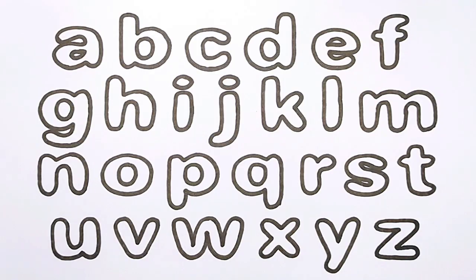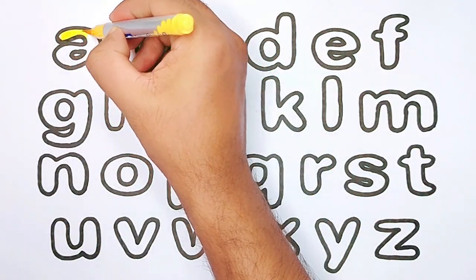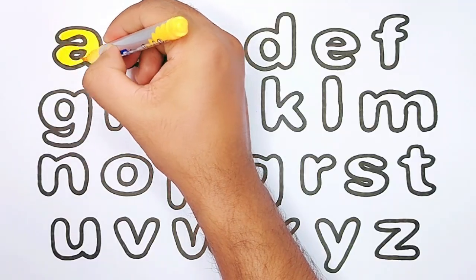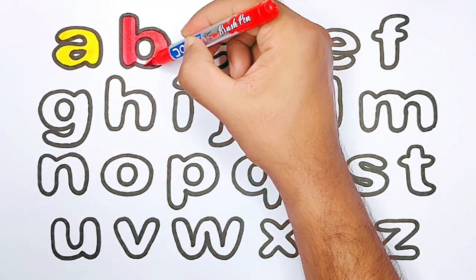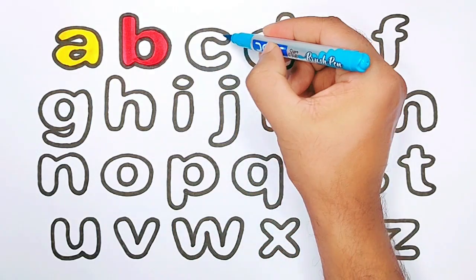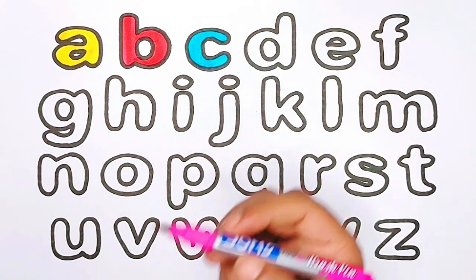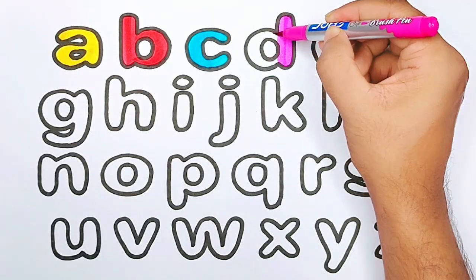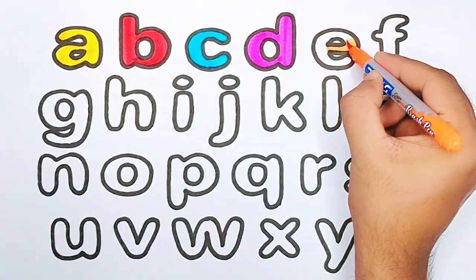Z. Let's paint. Yellow color A. A for aeroplane. Red color B. B for broccoli. Sky blue color C. C for capsicum. Pink color D. D for diamond. Orange color E.